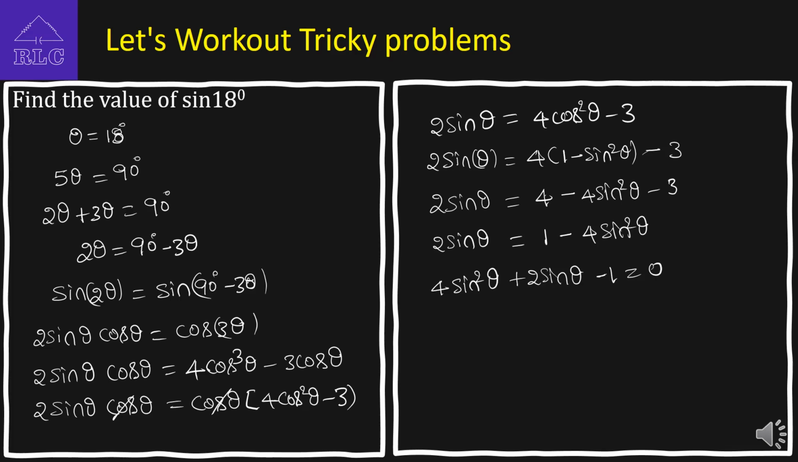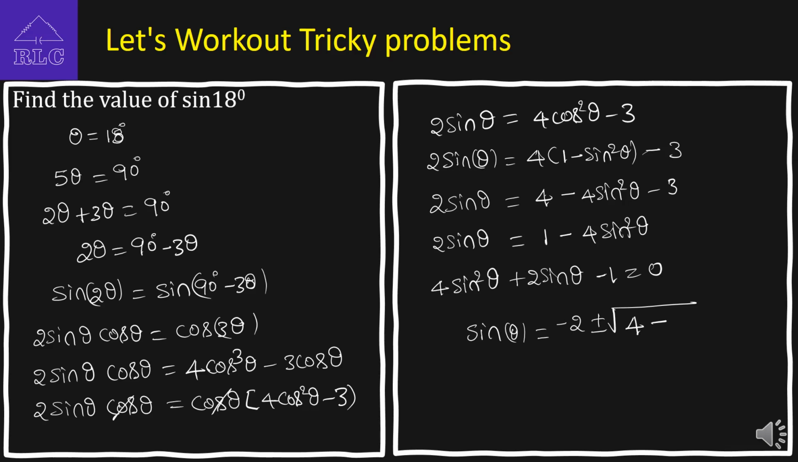Now if you observe this carefully, it is a quadratic expression in terms of sin theta. So how will you find the roots for x? That means sin theta can be written as minus b plus or minus root of b square minus 4ac, so minus 2 plus or minus root of b square, which is 4, minus 4ac.